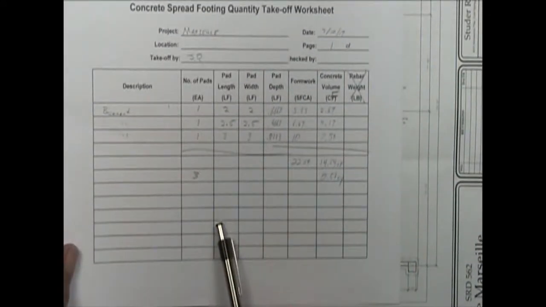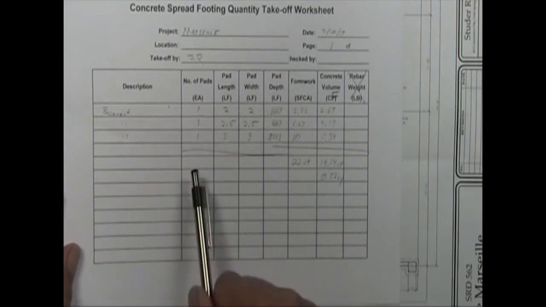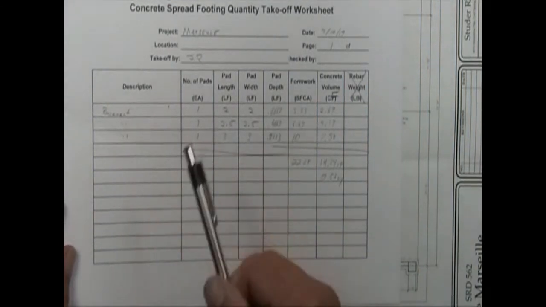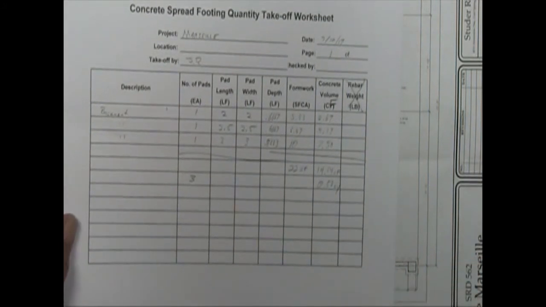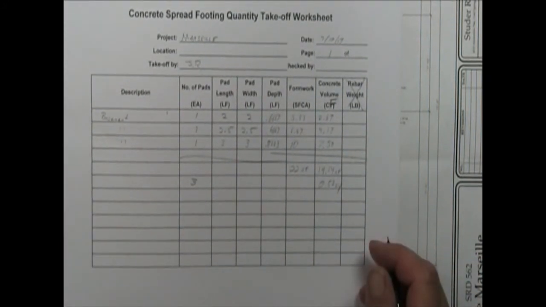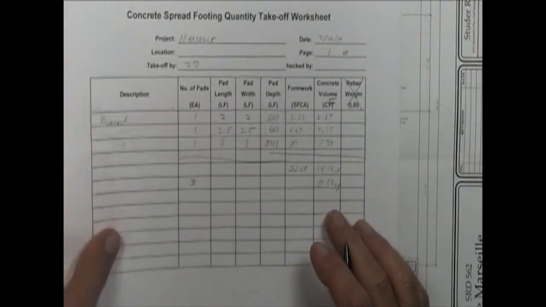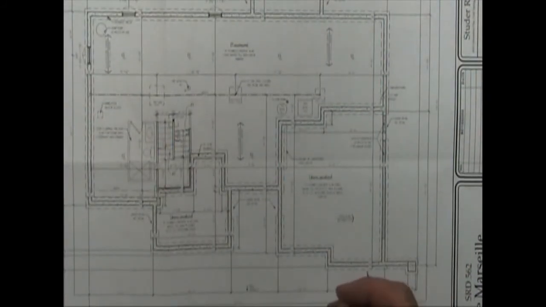And the number of pads, I have a total of 3, because with a pad footing like this, your labor is going to be per footing, as far as placing the concrete. Now, that one doesn't have anchor bolts with it. So that's spread footings.